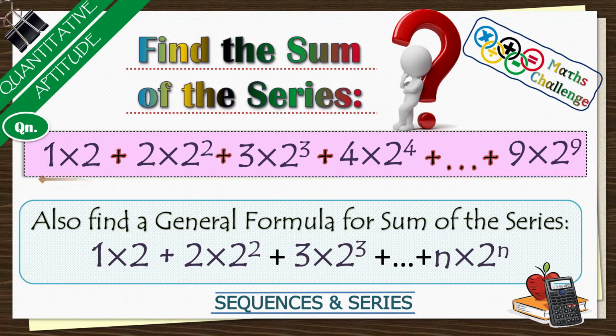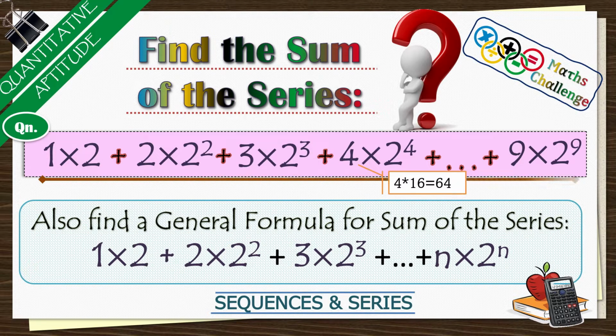On the face of it, it looks like a simple question. We can easily guess that there are a total of 1 to 9 terms, and most of us also remember powers of 2. So if not anything else, we can just calculate the value of each term and add up the 9 values. So for instance, 4 into 2 raised power of 4 is equal to 4 into 16, that is 64. The last term is 9 into 2 raised power of 9. That is 9 into 512, which is equal to 4608.